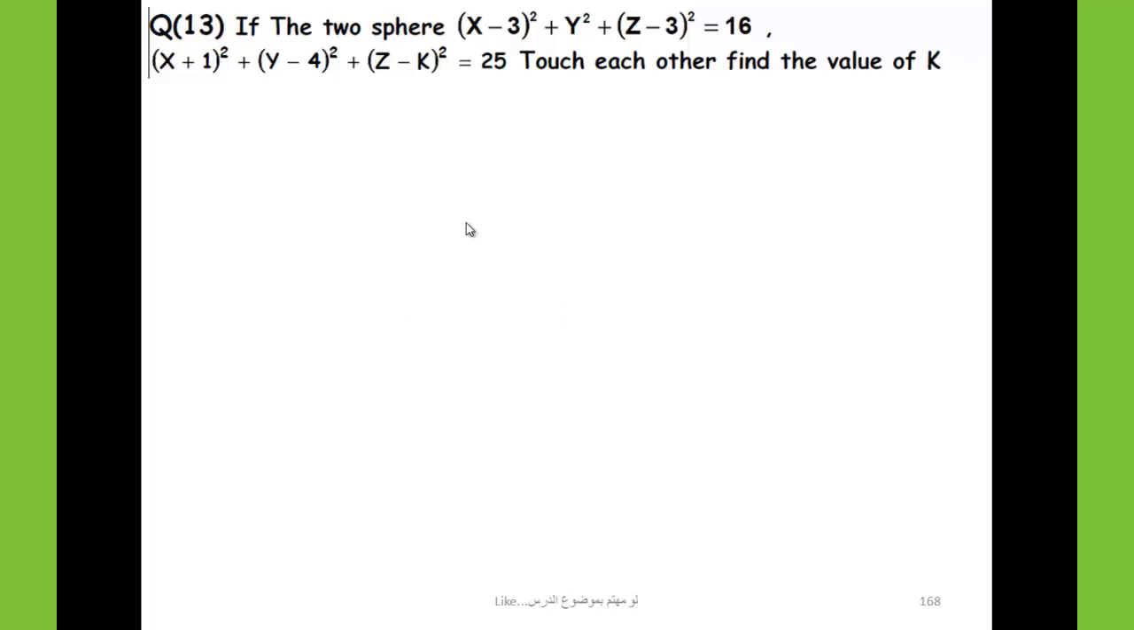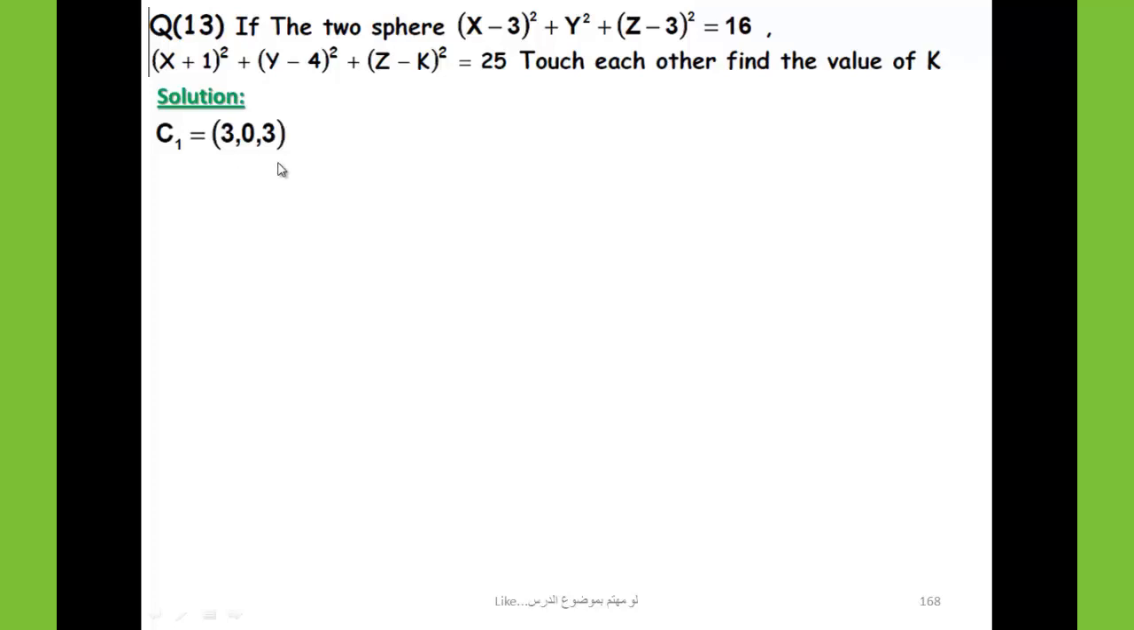Question 13. If the two spheres (x minus 3) square plus y square plus (z minus 3) square equals 16, and the other sphere is (x plus 1) square plus (y minus 4) square plus (z minus k) square equals 25, touch each other, find the value of k. So we have two spheres touching each other, and we want to determine the value of k. Solution.